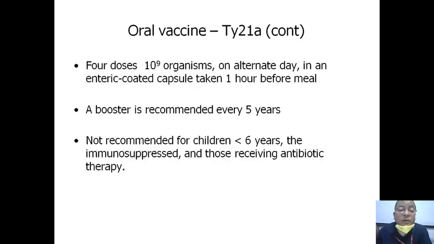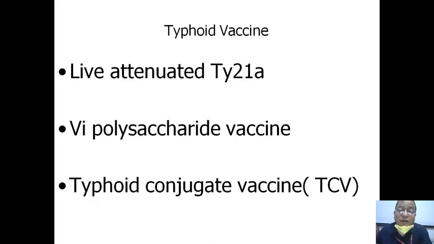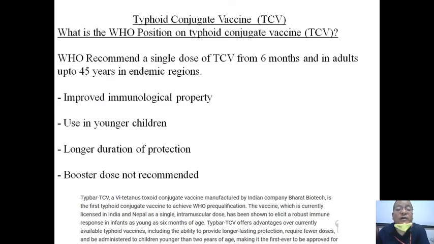So in recent years, an excellent vaccine has been produced against typhoid fever, which is called the typhoid conjugate vaccine. Now the typhoid conjugate vaccine is also based on the VI polysaccharide. This VI polysaccharide of the typhoid vaccine has been conjugated to tetanus toxoid of Clostridium tetani, and this has shown very good protective efficacy against Salmonella typhi. And this vaccine can be given in children from 6 months of age, one single dose, and can also be given in adults up to 45 years.